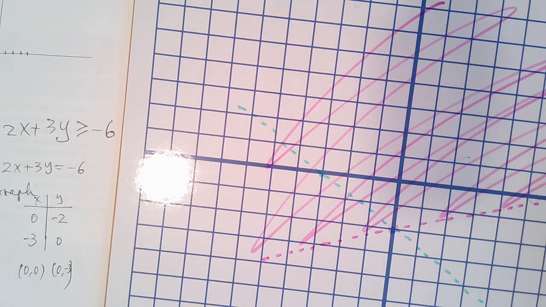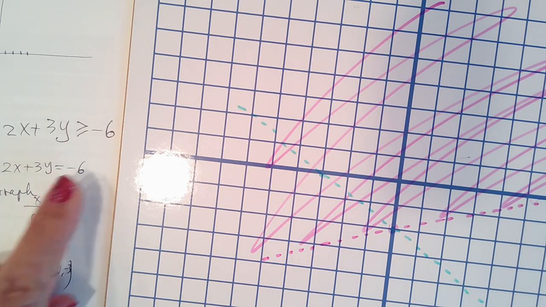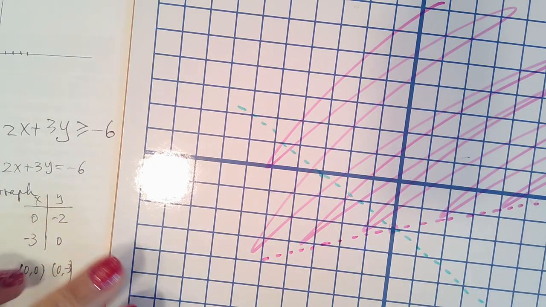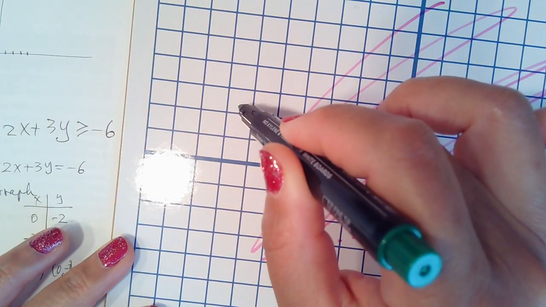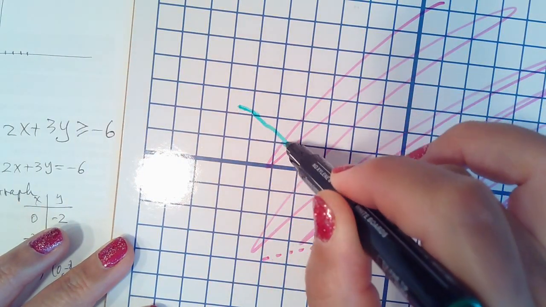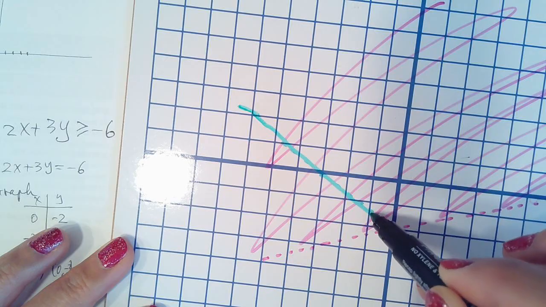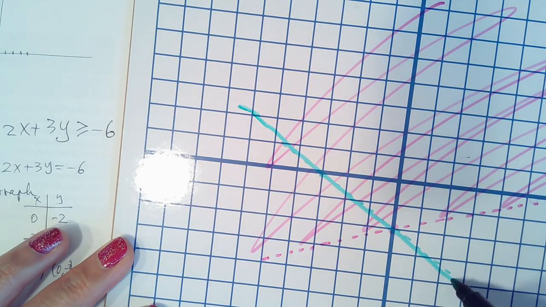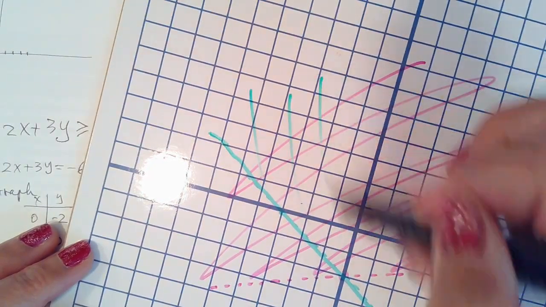That's my green solution. Okay, and is that going to be a solid or dotted? Because here has an equal sign, it's going to be a solid line. All right, and it's going to be this.